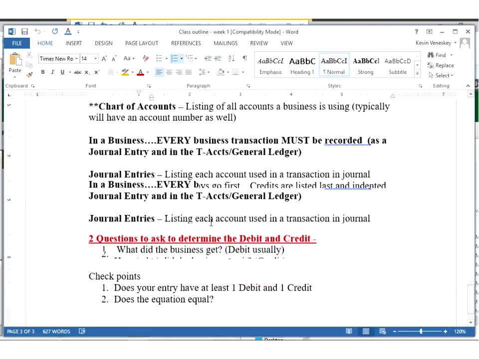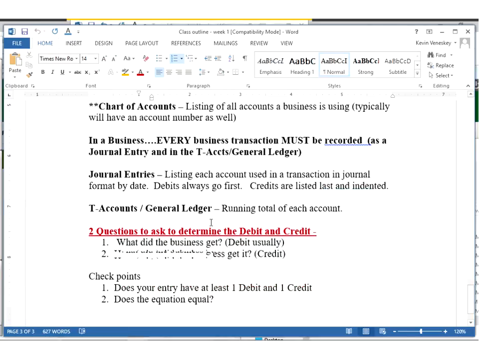In our next video, I'm going to begin to look at some actual transactions. And with every transaction that happens in a business, there must be these two items that occur with it. You're going to have a journal entry, and you're going to have a T account, the T accounts that are updated. T accounts are also known as a general ledger. General ledger is usually the more fancy term. T accounts are more of on a scrap sheet sometimes.